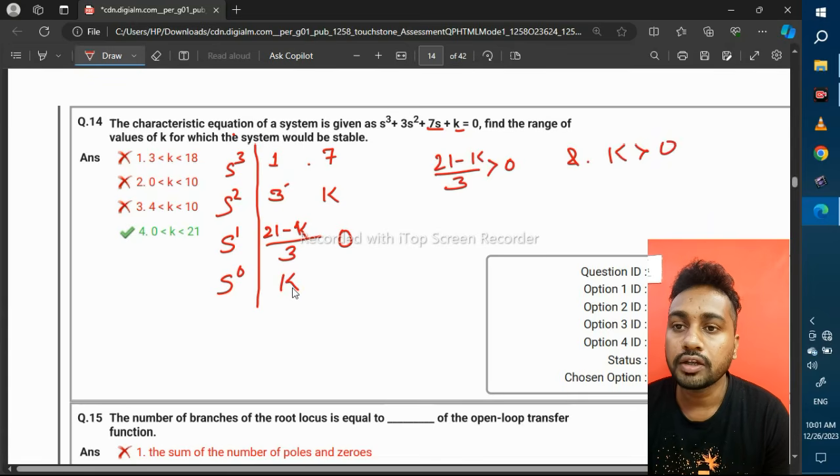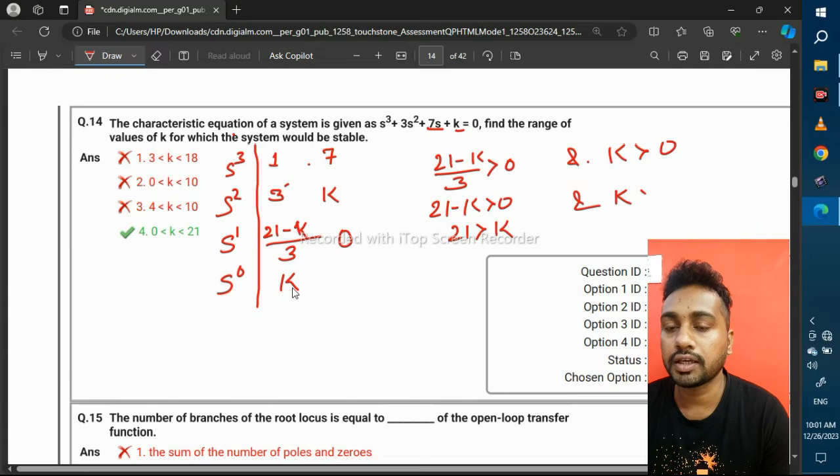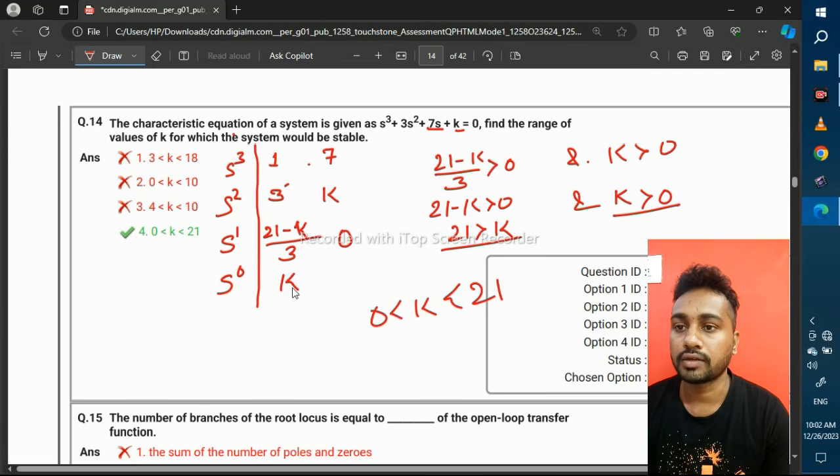So like that we can write. Now you will solve this one. 21 minus K greater than 0, or we can write 21 greater than K. Like this we can write, and K is greater than 0. So see the range of K. So we can write this thing how? K is like this we can write, and like this we can write. So option D is the right answer here.